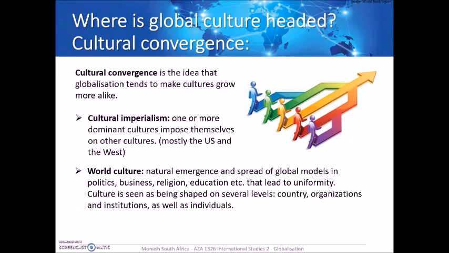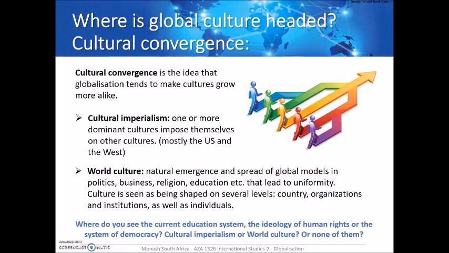The other way of seeing cultural convergence is that we have some sort of a world culture that is emerging, which is a more natural emergence, right? It's basically the idea that global models of politics, business, religion, and education have spread over the world and that they lead to uniformity. So it's seen that this global culture is shaped by countries, by organizations and institutions, as well as individuals, and that we're slowly moving into this world culture where we're all believing the same culture.